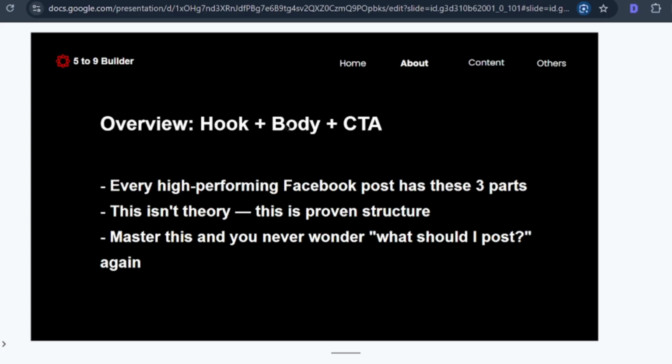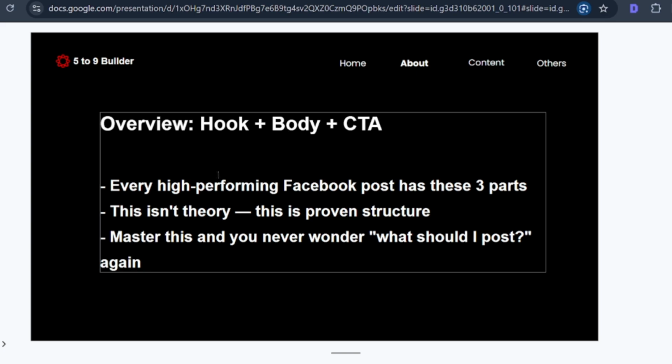The first post that we are going to have a look at, or let's first of all have an overview of whatever we are talking about. When we say a Facebook post or a social media post should have a hook, it should have a body, and then it should have a CTA. So there are 3 parts that form a complete Facebook post.